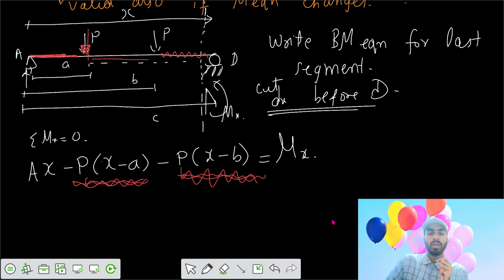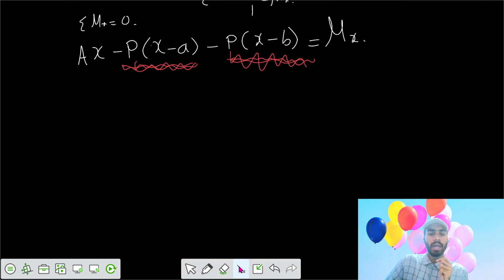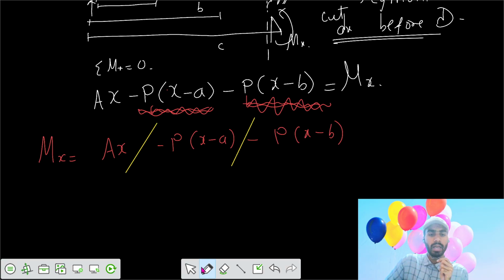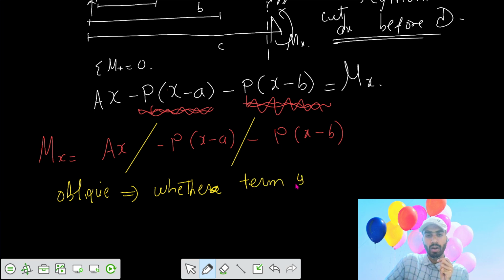To make things clear, we apply Macaulay's signs. We write Ax minus P x minus a minus P x minus b. Then we use oblique signs after these terms. The oblique sign represents whether the term is valid or not.